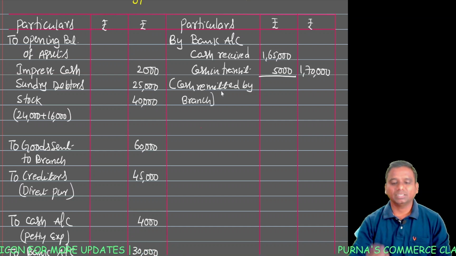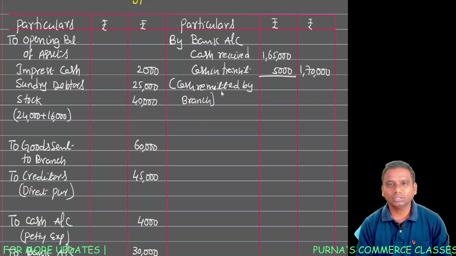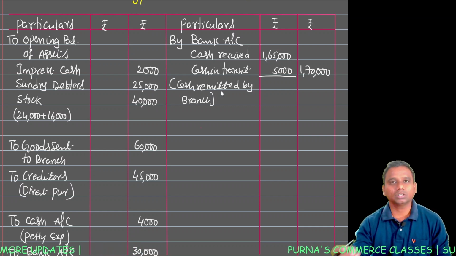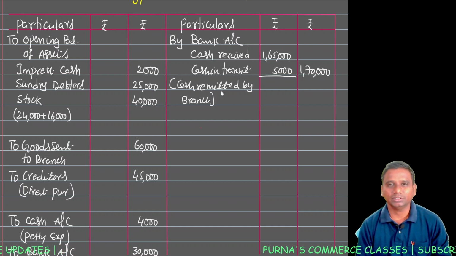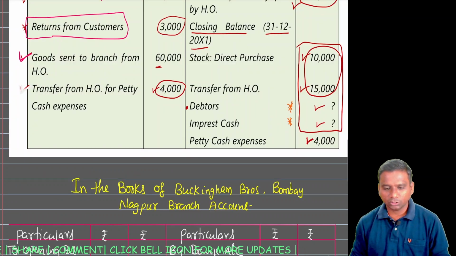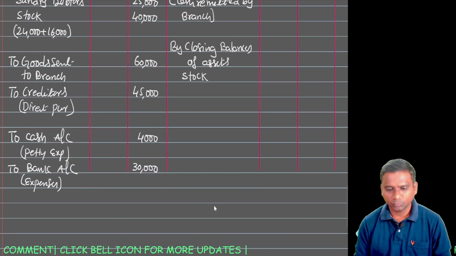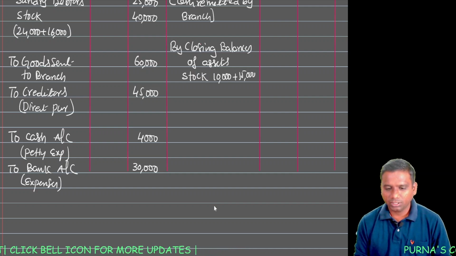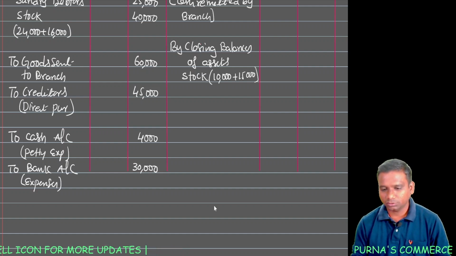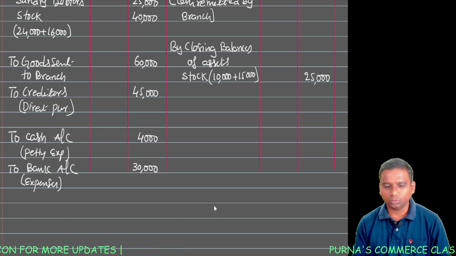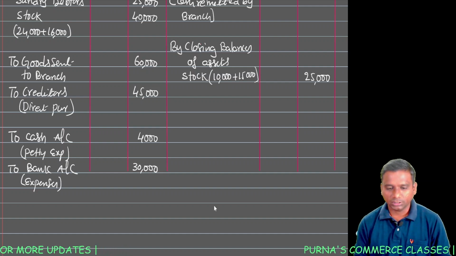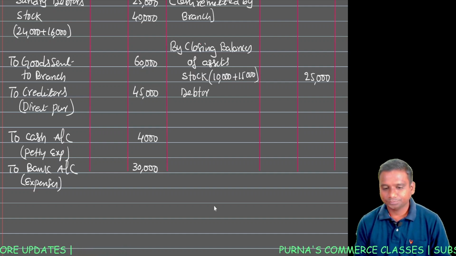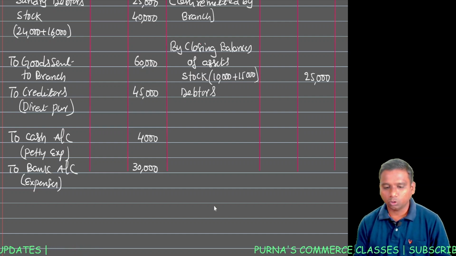Yes or no? Cash received 1,65,000. Cash in transit 5,000. Total how much? 1,70,000. Direct purchase 10,000, and out of transfer from head office 15,000. Total 25,000. So 10,000 plus 15,000, total 25,000. Next, debtors. Debtors, we don't know how much.